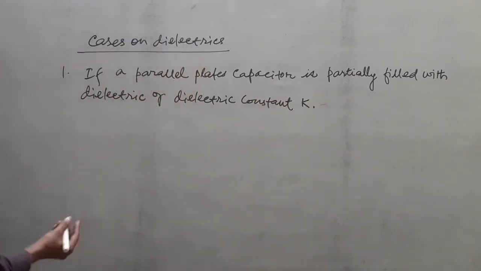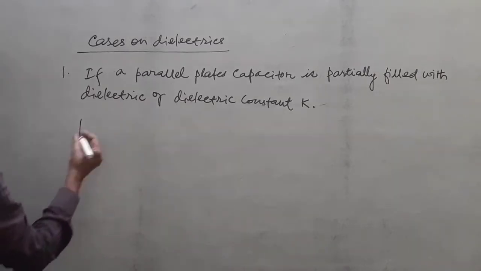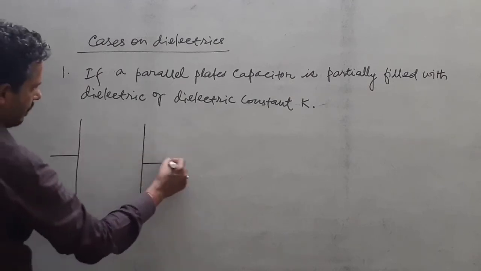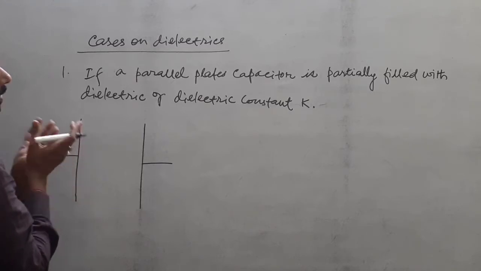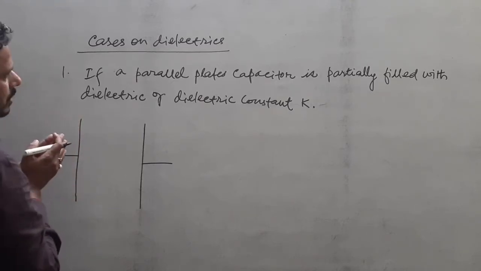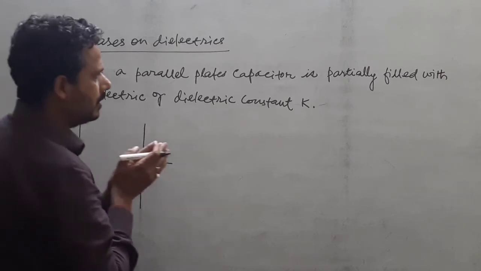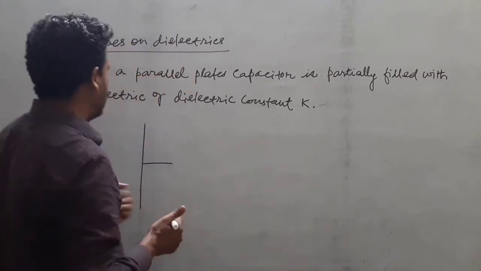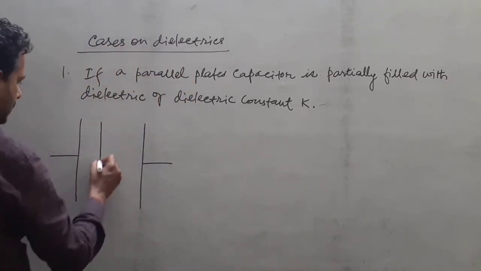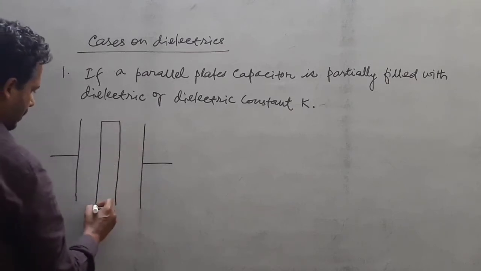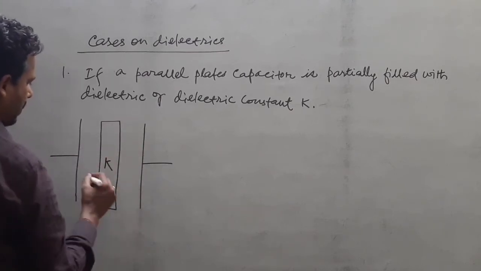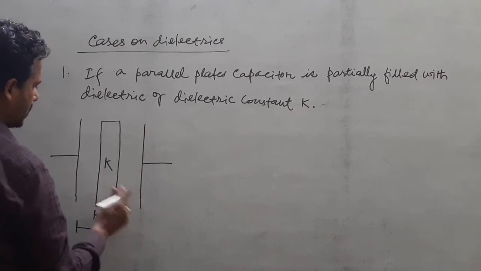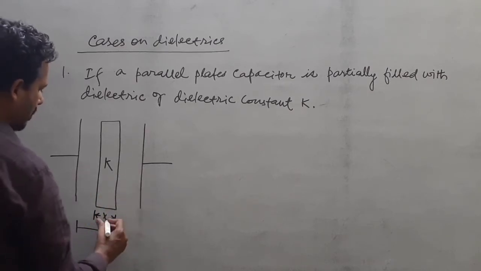then first of all I am just going to draw a parallel plate capacitor simply, and here I want to put a partially filled dielectric, that is a dielectric having dielectric constant K, and suppose its thickness be X, whereas the total distance between the two parallel plates be D.